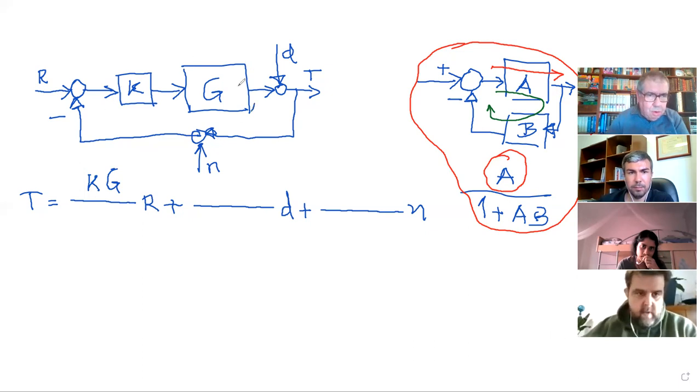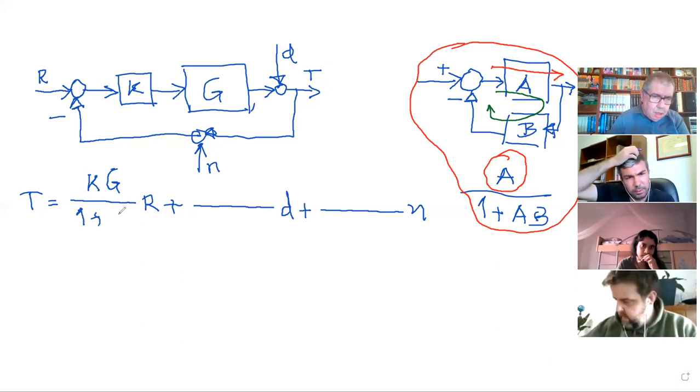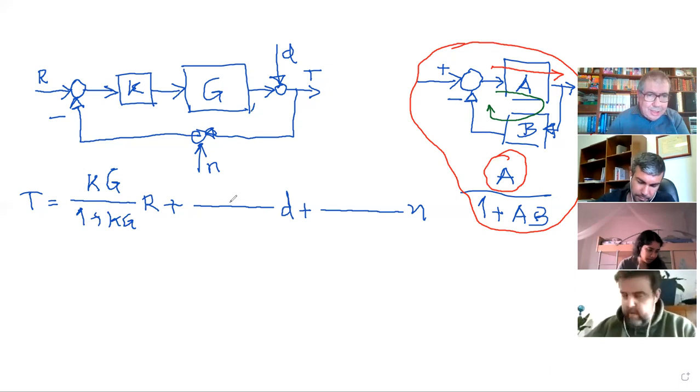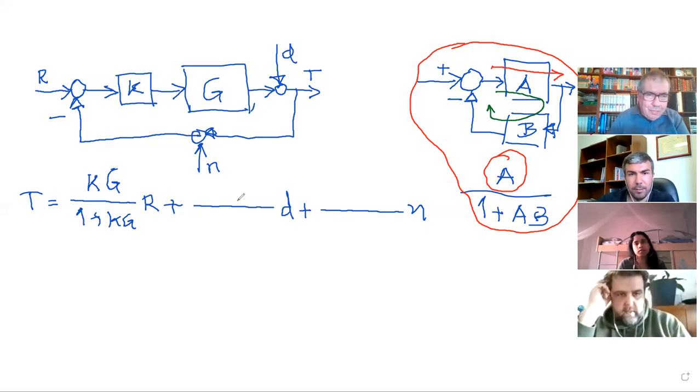So 1 plus KG, or GK or whatever you want. Now, for D, this is tricky. So what is the direct gain now, from D to T? 1. Because you just go from here to here. And the loop gain? You go around: 1 plus KG.